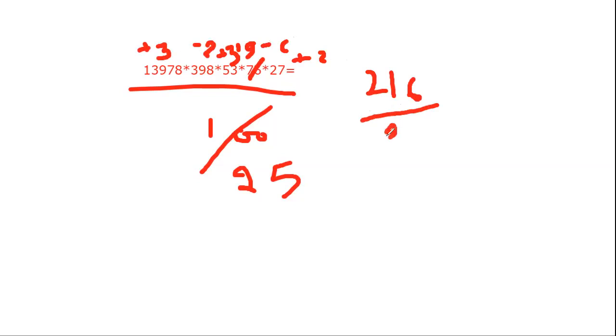When you divide it by 25, the last two digits are 16. So what remainder will you get? 25 into 8 is 200. So the remainder I'm getting is 16.